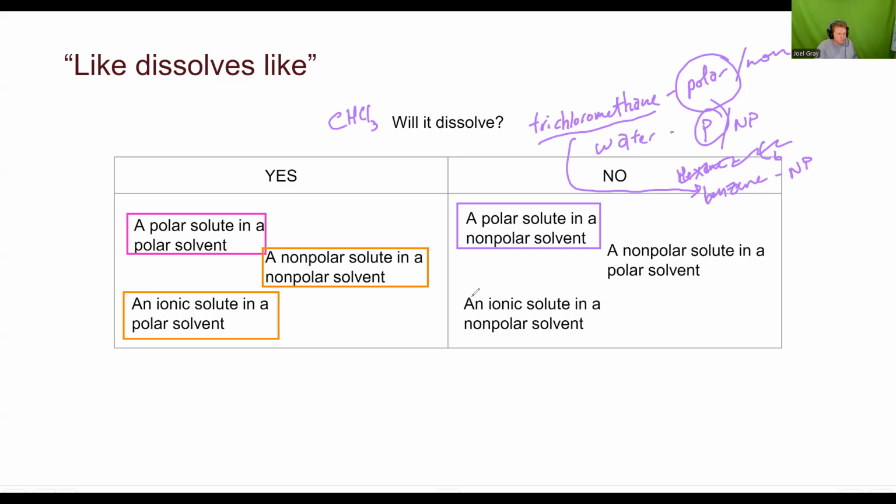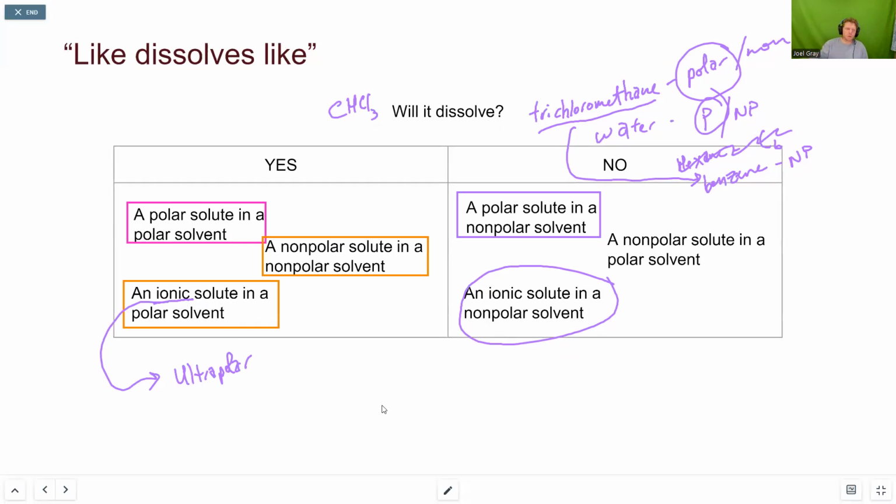Now, the last one is an ionic solute. Will that dissolve in a nonpolar solvent? Well, think about an ion or an ionic compound. I'm just going to phrase it as ultrapolar. So it's gone beyond polar to now you just have two separate ions. So an ionic solute will dissolve in a polar solvent, but not in a nonpolar solvent, because if something is ionic, it's basically extremely polar.